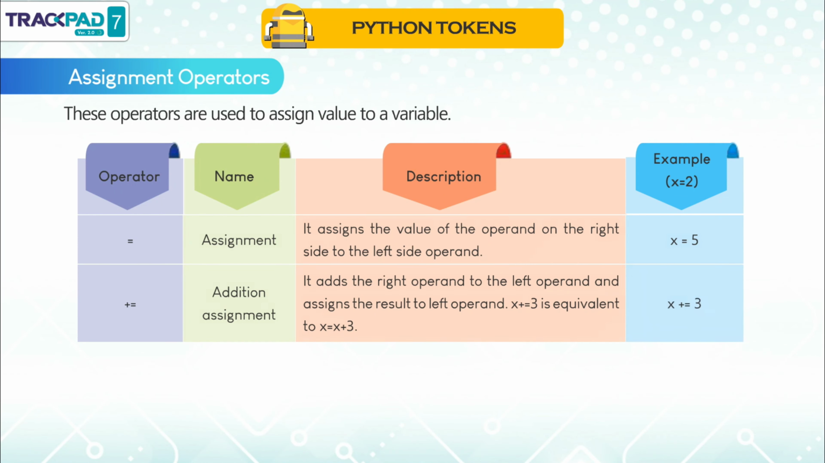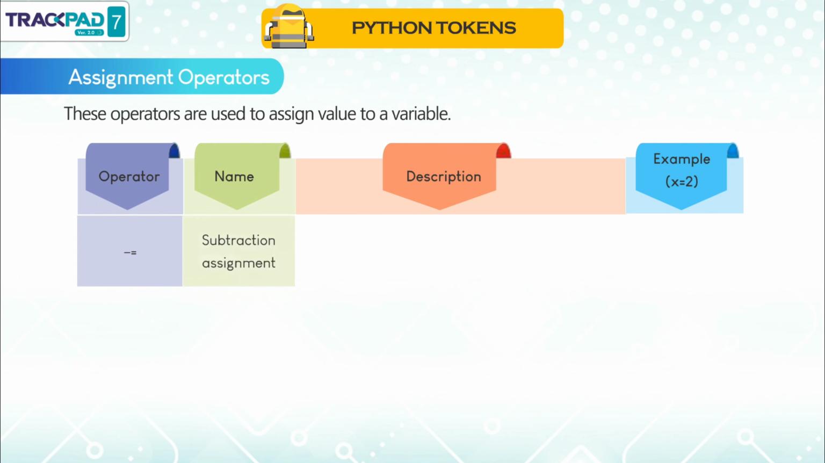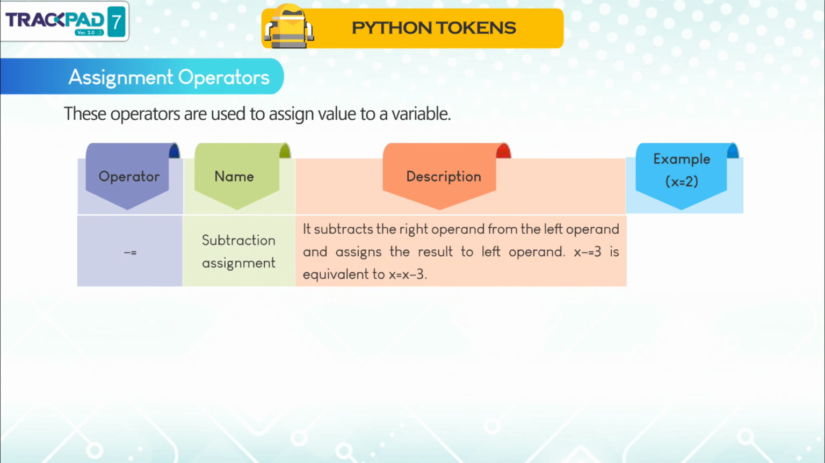x += 3. Minus equal to, subtraction assignment. It subtracts the right operand from the left operand and assigns the result to the left operand. x -= 3 is equivalent to x = x - 3. x -= 3.